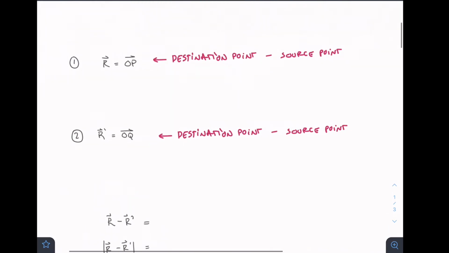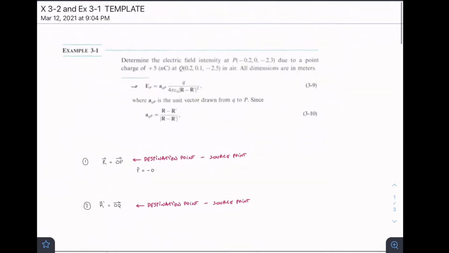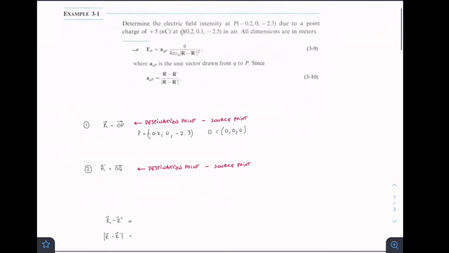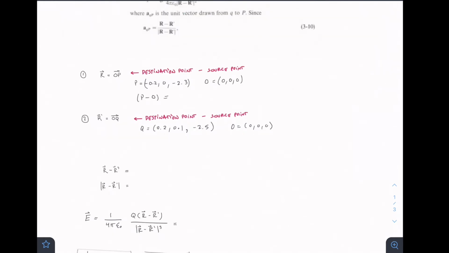The math might get a little more complicated if we're not going from the origin, but let's go ahead and write this out. So our P given by the problem is equal to negative 0.2, 0, negative 2.3. That's our P point, and our origin obviously is 0, 0, 0. But if it wasn't 0, 0, 0, the same math would apply. I know this might seem like we're wasting time, but you should know the process for when you're not starting at the origin, because that will sometimes happen. It's the x minus the x, the y minus the y, and the z minus the z.